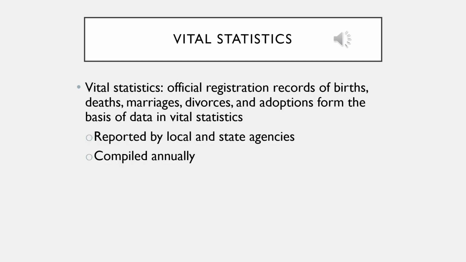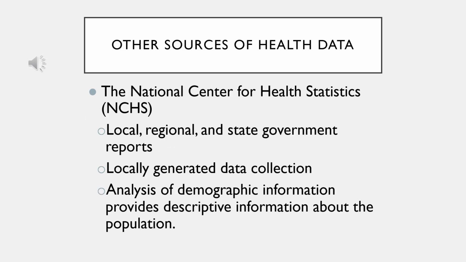We can also look at vital statistics to help us in our data collection. Vital statistics are official registration records of things like births, deaths, marriages, divorces, adoptions. You can usually get these from places like the courthouse. They're compiled annually and they're reported by local and state agencies. Another place to get health data is the National Center for Health Statistics, or the NCHS. This is going to give you local, regional, and state government reports, and it's going to look at the demographic information and provide more descriptive information about your population.